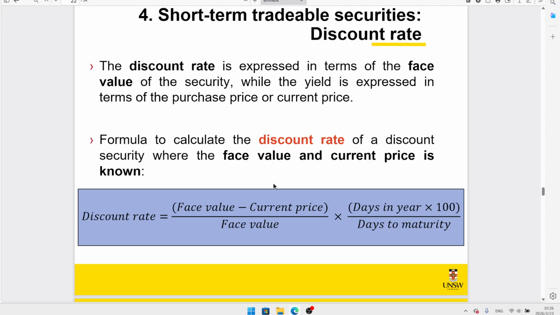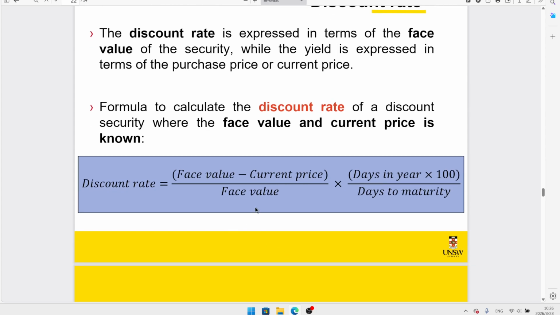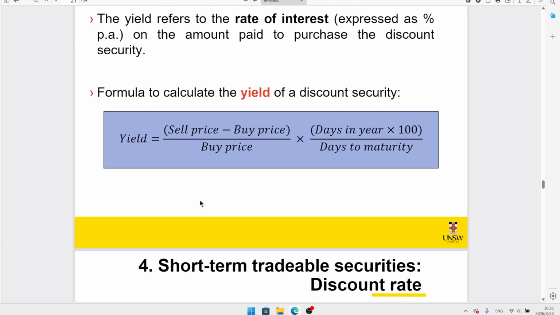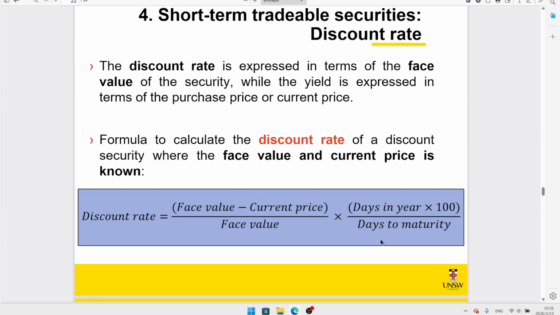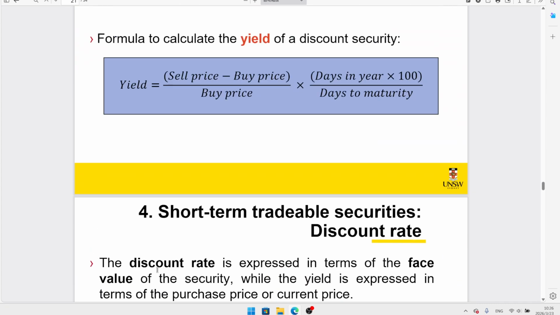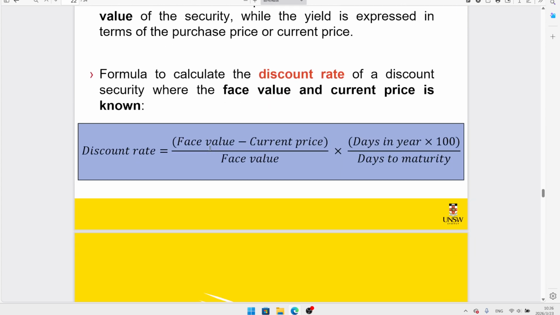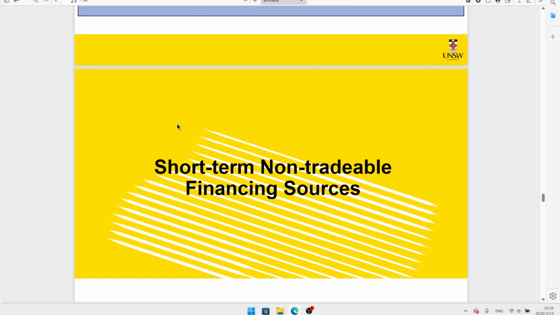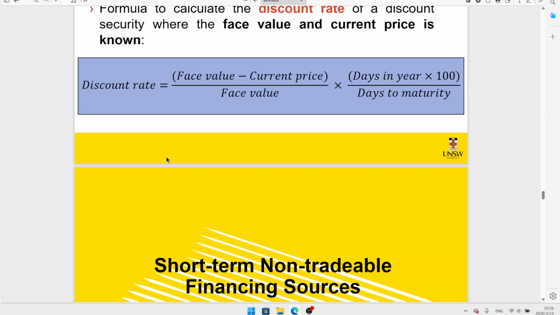Formula to calculate the discount rate of a discount security, where the face value and the current price are known: the discount rate is the face value minus the current price, divided by the face value, times the days in the year divided by the days to maturity, times 100. So the difference between the discount rate and the yield is that in the yield it is the sale price and the buy price, and in the discount rate it is the face value and the current value. Yeah, that's the calculation for short-term tradable securities.